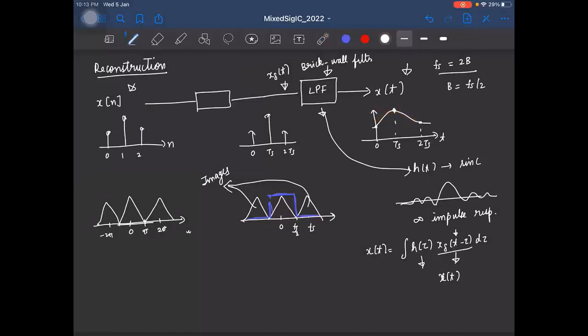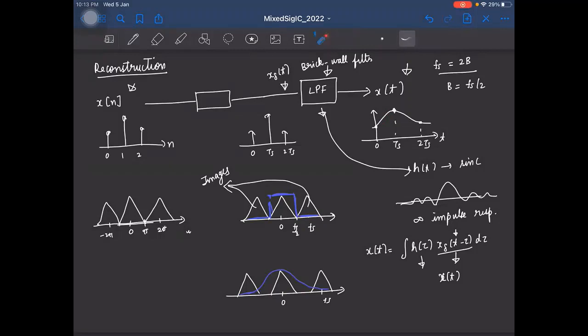And as we saw earlier, we cannot realize the brick wall filter in practice. So what do we do? Well, we usually oversample, and the moment we oversample, these images are spaced farther apart. If we do that, then we can have a realizable low pass filter and filter it. Of course, we cannot completely filter off the images, but we can filter them to a reasonable extent.